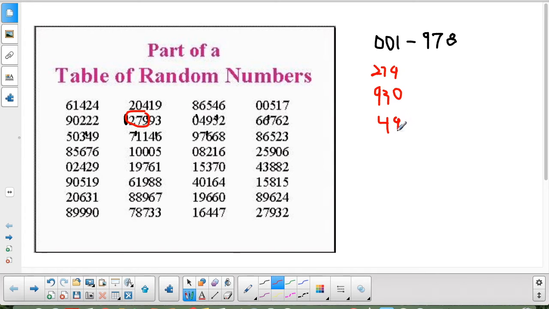495, 266. And you keep going until you get 10 distinct numbers, 10 different numbers. You don't want the same tree twice. And you just keep going. If it's not in your range from 001 to 978, say I had 980, I don't use it. I just simply skip it until I get 10. So that's how you use a random number table.